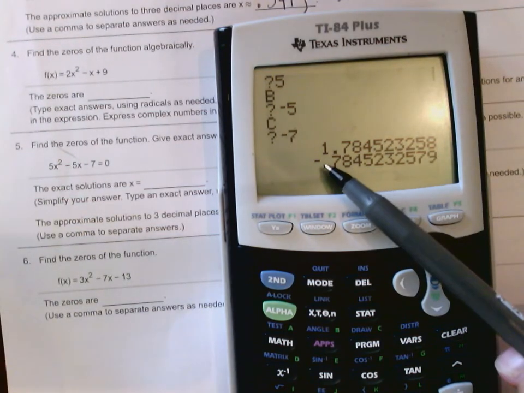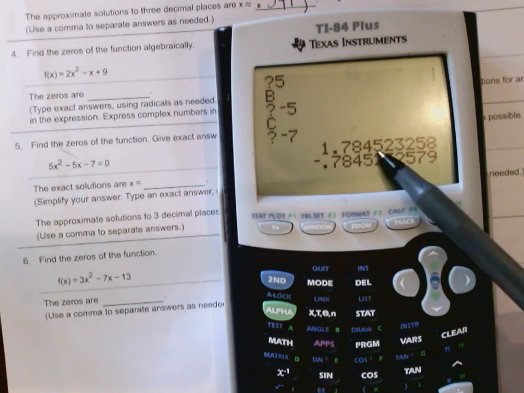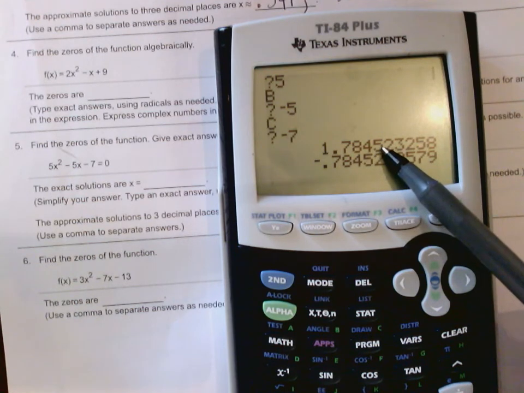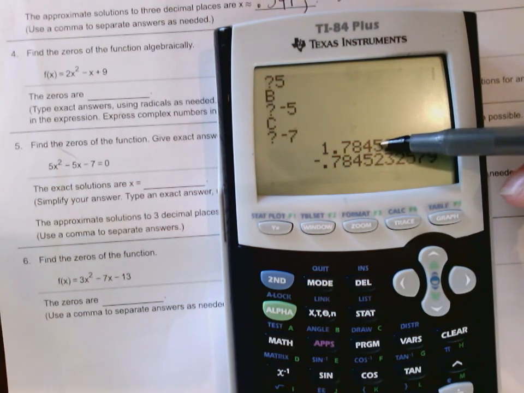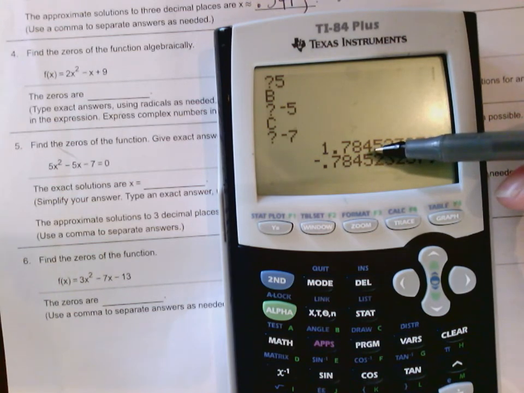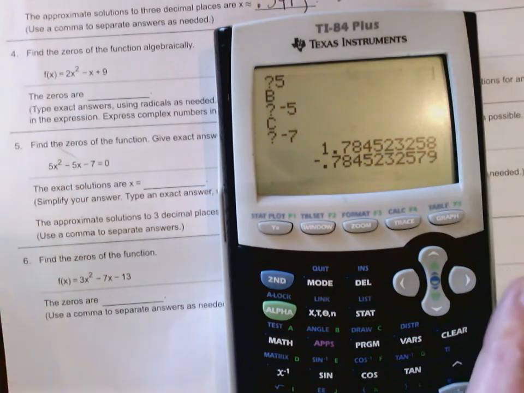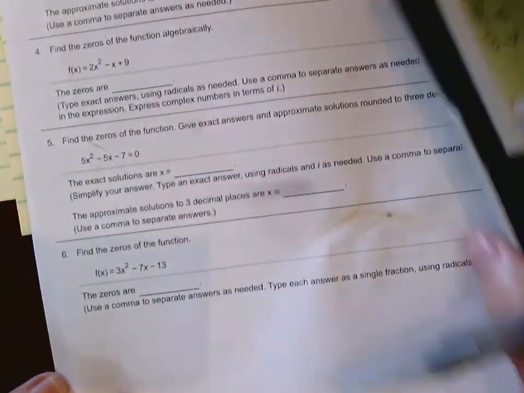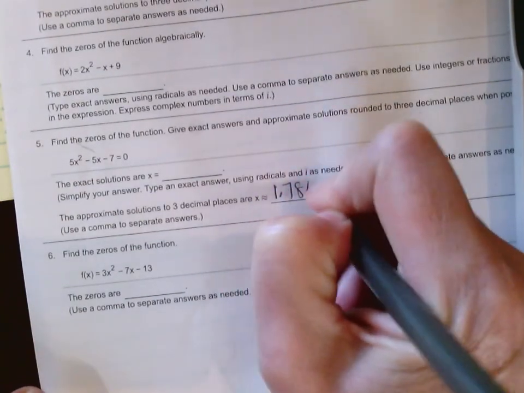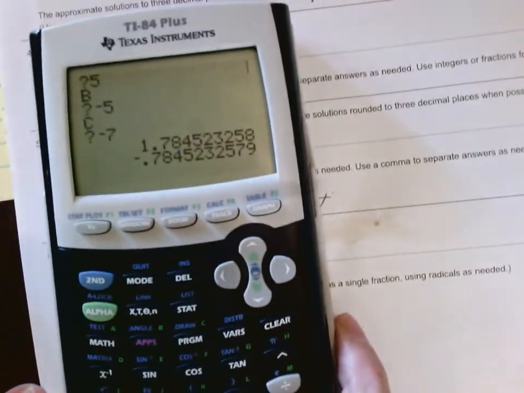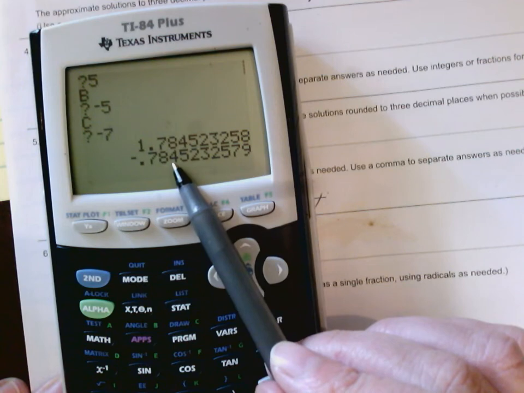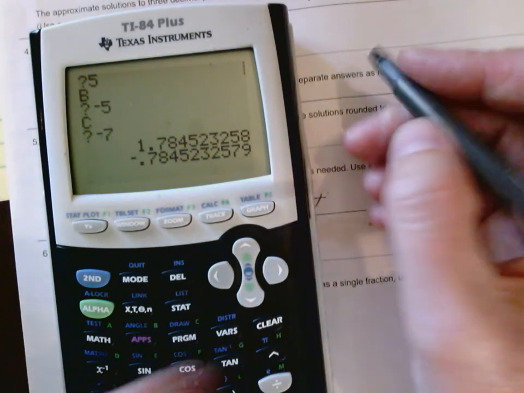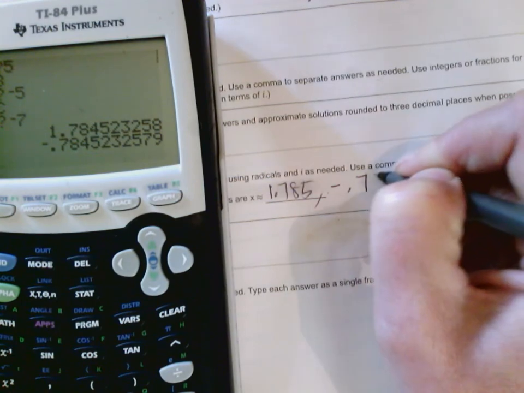So this one I would have 1.784, except the number after the 4 is a 5. And since it wants me to stop the answer after 3 decimals, which is at this 4, you need to make sure that you use this 5 to round that 4 up to a 5. So your first approximate solution would be 1.785. And then your second approximate solution would be this bottom one, negative 0.784. Again, you would need to round that 4 up to a 5. So negative 0.785.